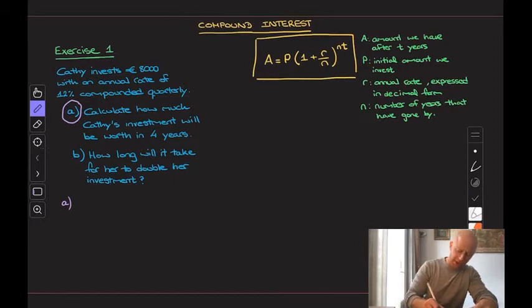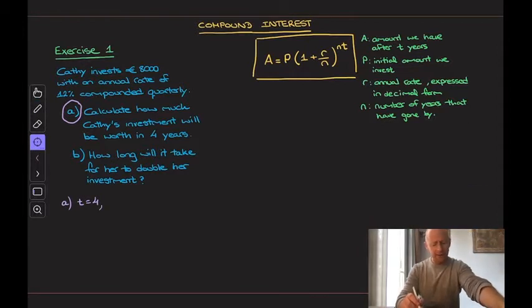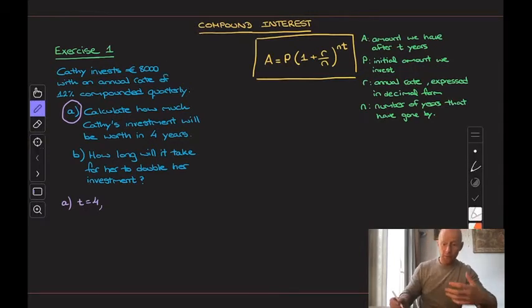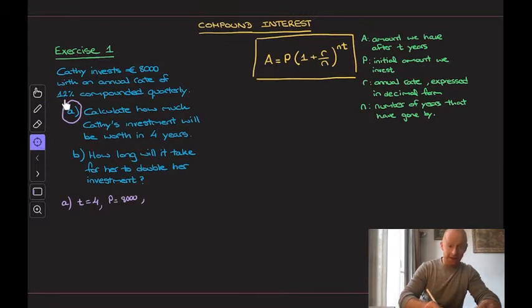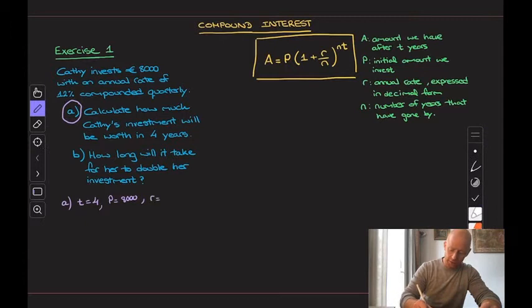So in this particular question, we know that t has to be equal to 4. Furthermore, reading through the question, we know that the amount Kathy initially invested was 8,000 euros. So that would be the initial amount. That's going to be P. So capital P equals 8,000. And on top of that, we know that the rate is 12%. That's the annual rate. And so I can go ahead and say, okay, well, R is equal to 0.12. That's 12% expressed in decimal form.